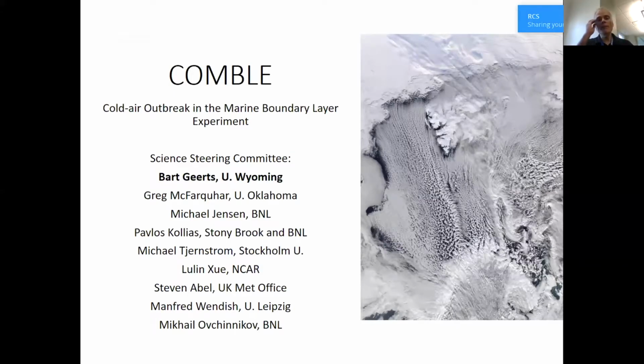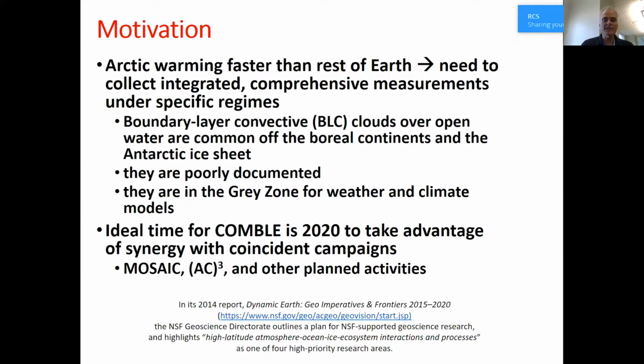So I'm going to talk about COMBLE, which is the Cold-Air Outbreaks in the Marine Boundary Layer Experiment. This is an experiment that has been funded by the DOE program. So it will be taking place in the winter of 2020. And I'm listing our science steering committee here. I wanted to point out that Bart Geerts from the University of Wyoming is the PI and lead scientist for this project, but there are a number of others of us, as listed there, who are also going to be participating in the campaign and also in doing a lot of analysis.